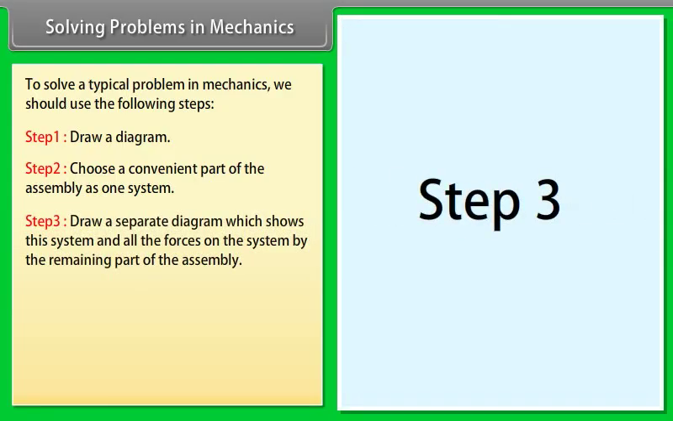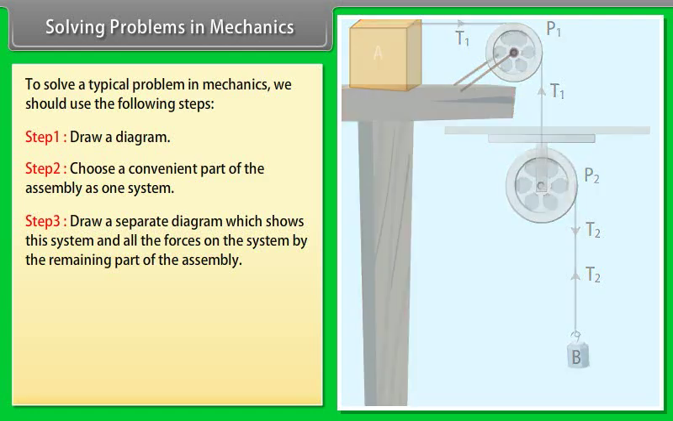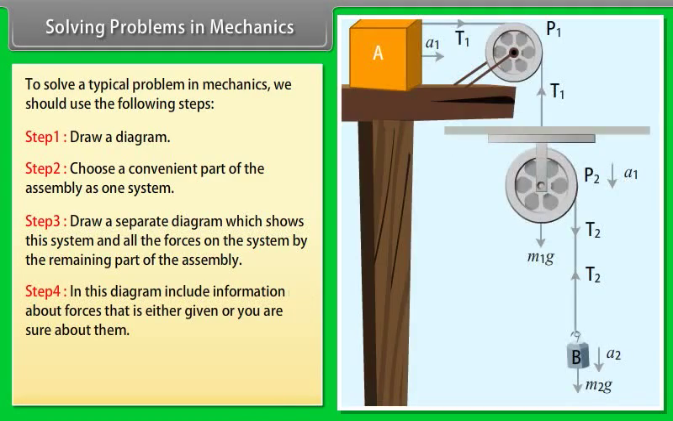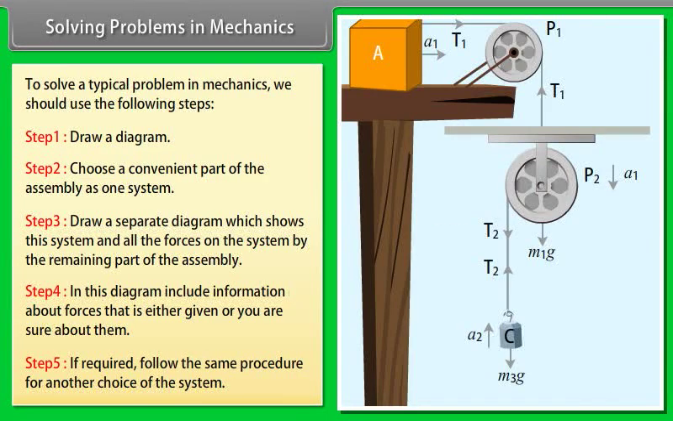Step 3. Draw a separate diagram which shows this system and all the forces on the system by the remaining part of the assembly. Step 4. In this diagram, include information about forces, that is, either given or you are sure about them. Step 5. If required, follow the same procedure for another choice of the system.